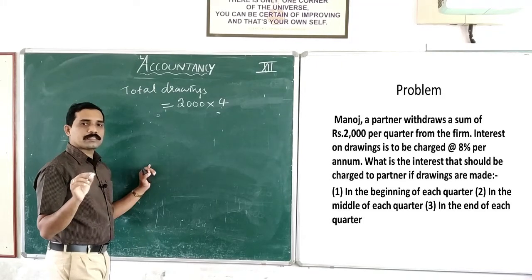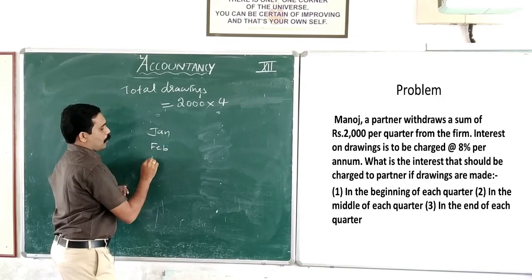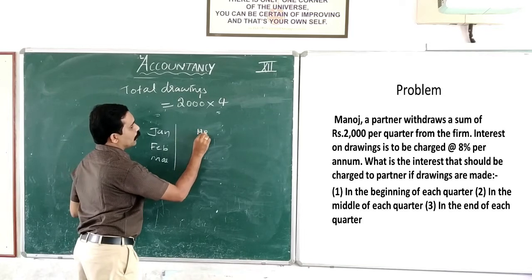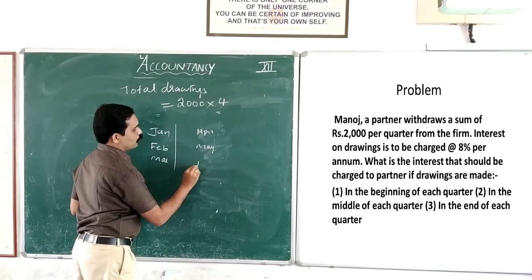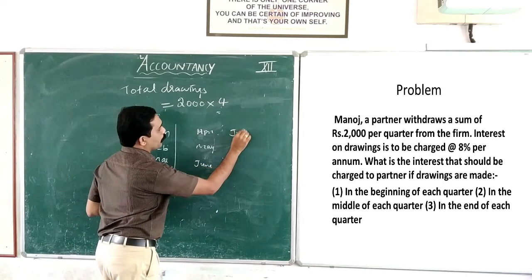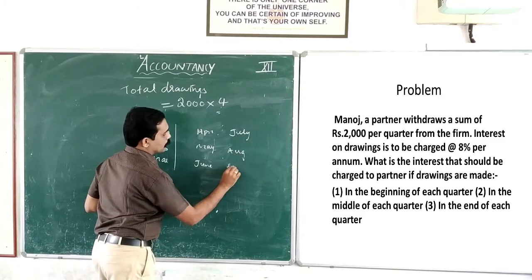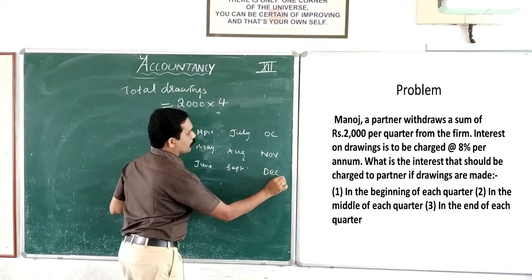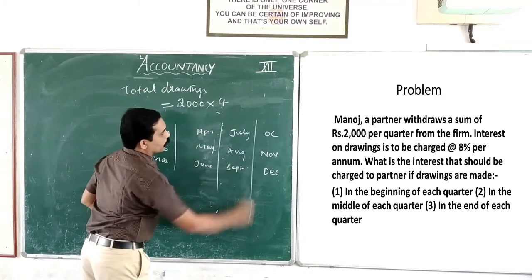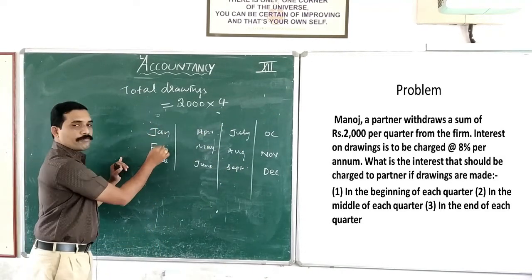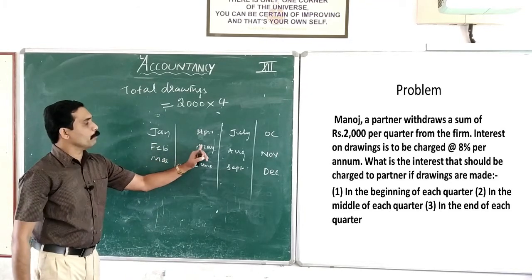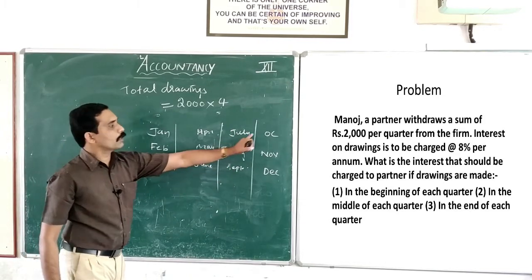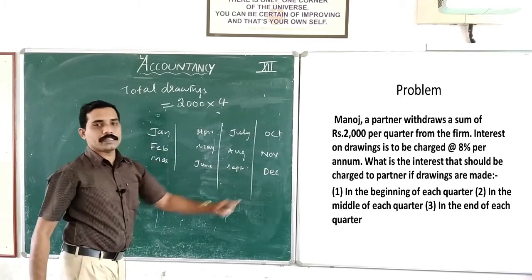The 4 quarters are January, February, March, then April, May, June, then July, August, September, then October, November, December. Listen: January, February, March is the first quarter, April, May, June is the second quarter, July, August, September is the third quarter, then October, November, December is the fourth quarter.